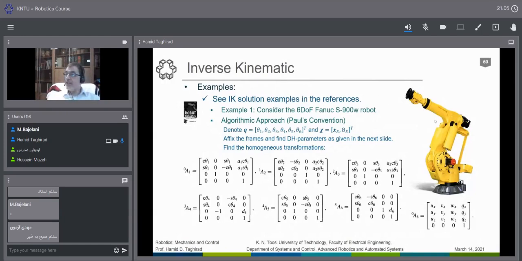This example is a 6 degree of freedom FANUC manipulator, an industrial manipulator made by FANUC. This is a very, very interesting architecture. Many industrial robots have similar construction here, and as you see, this is the main length of the robot, and you see a parallelogram or something added here to this robot.